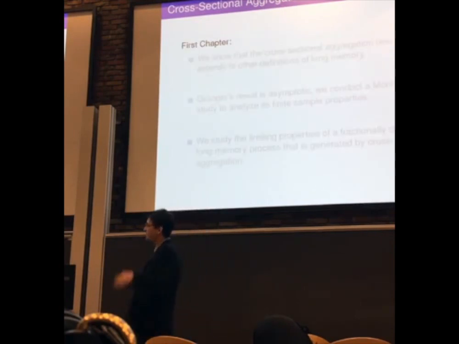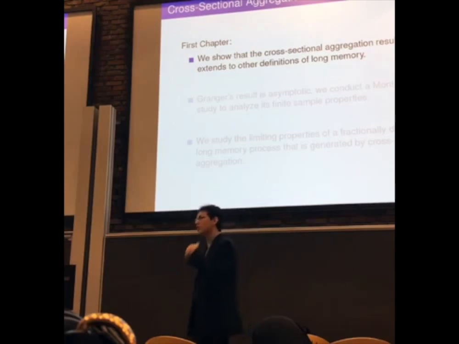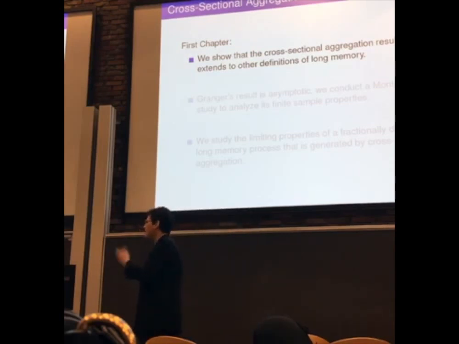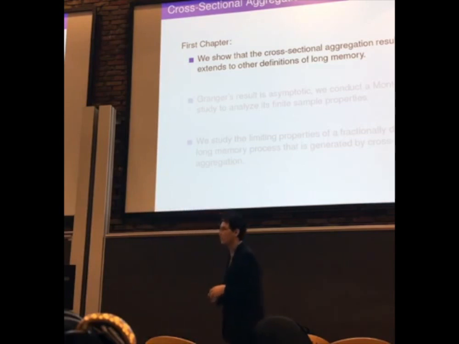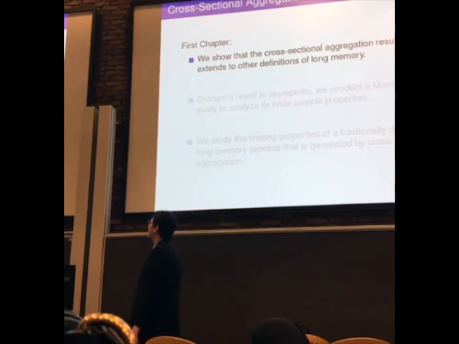So what we did in the first chapter, first, we want to see which kind of long memory this generates. It used to be the case that we only focused on the spectrum or the autocorrelations. Now we have more definitions of long memory, so people have used some other characteristics to say that we have long memory. So first we were interested in seeing if this aggregated process satisfies all the definitions that have been proposed. That's the first step. We want to see that it actually does.